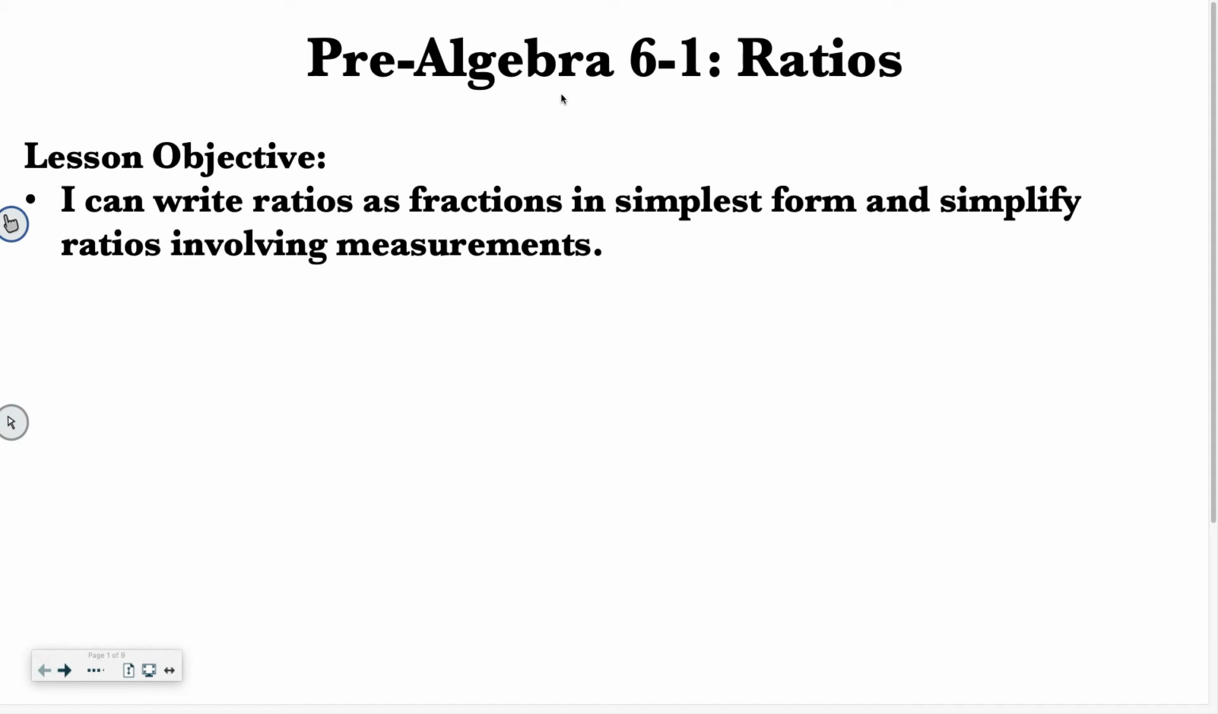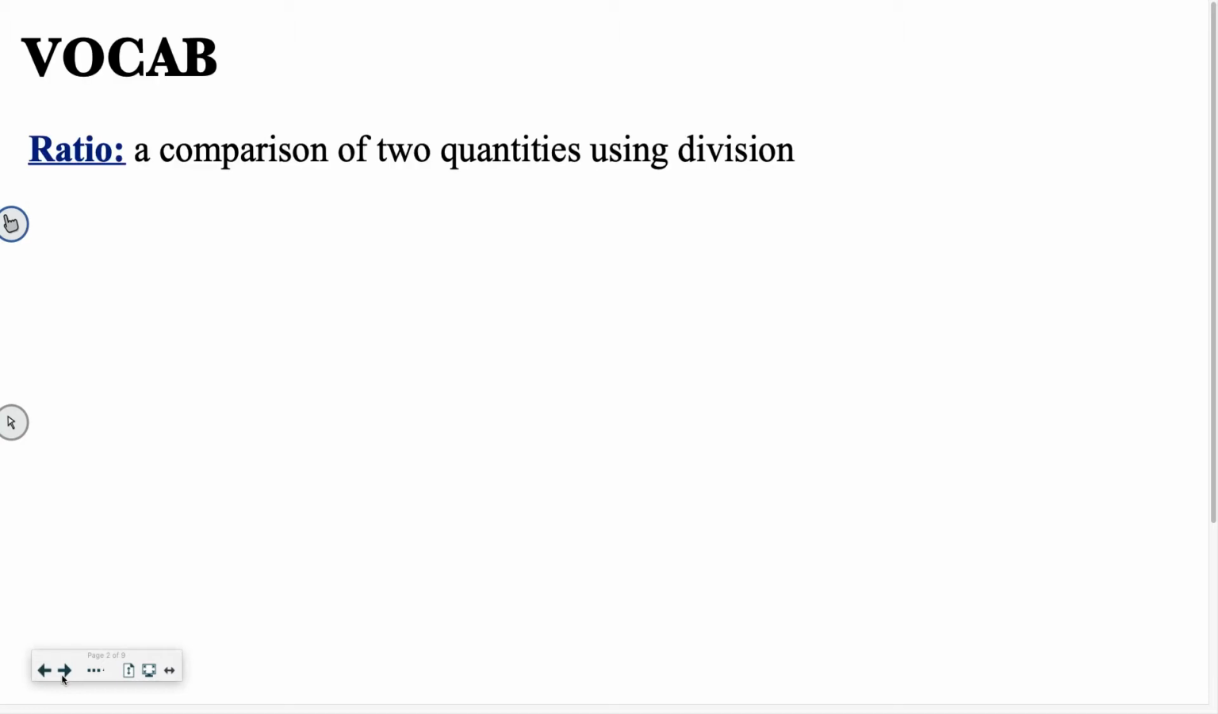Hello class, welcome to Pre-Algebra Lesson 6.1, which is all about ratios. By the end of this lesson, you should be able to write ratios as fractions in simplest form and simplify ratios involving measurements. So let's jump into some vocab right off the bat.